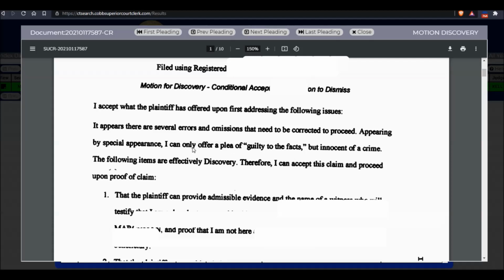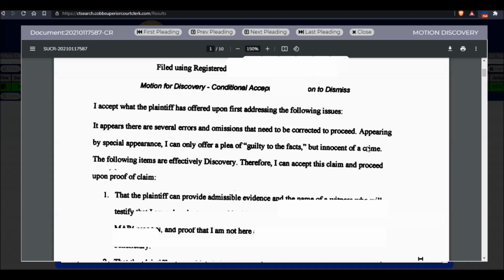He goes, and this is when he went to one of those, whoever it is, to assist him, and they did this for him: I can only offer a plea of guilty to the fact, but innocent of a crime. If only you knew that the fact is what's used to establish the crime. So if you're pleading guilty to the fact and saying you're innocent of the crime, you're thinking the facts are different from the crime, when in truth, the fact is what creates the crime. So if you're saying you're guilty to the fact, somebody has led you astray. Somebody has taught you wrong.